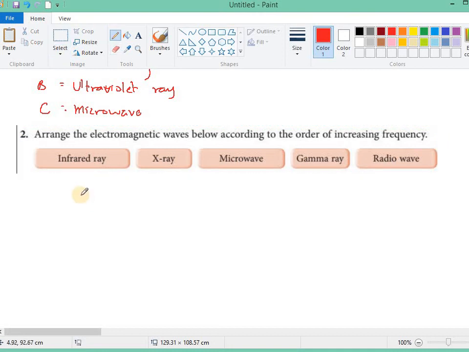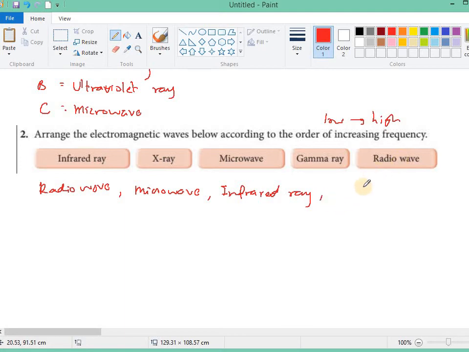Okay, next, arrange the electromagnetic waves below according to the order of increasing frequency. So we have infrared, X-ray, microwave, gamma ray, radio wave. Increasing frequency means from low frequency to high frequency. Low frequency means long wavelength. So radio wave first, and then after that is microwave. After that is infrared ray. After that will be X-ray and gamma ray.